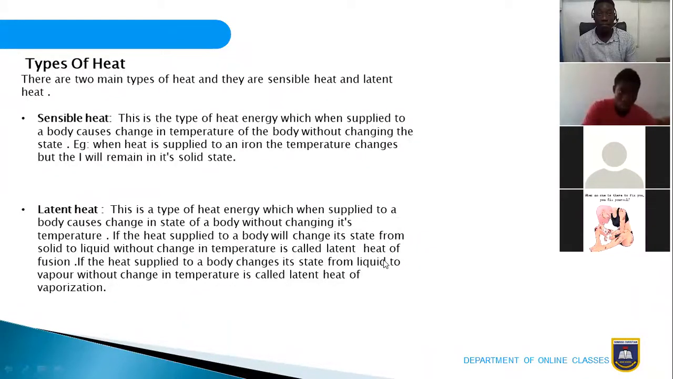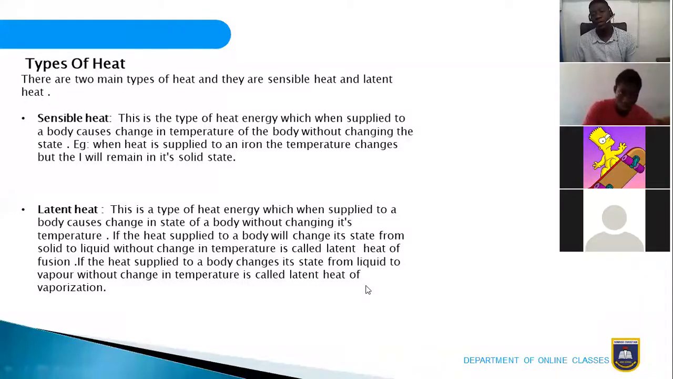What I'm saying is, when we talk about latent heat of fusion, it deals with solid, from solid to liquid. But whenever we hear vaporization, that means you are dealing with liquid. So latent heat of vaporization deals with liquid, and latent heat of fusion deals with solid. Okay, so that's what I was saying.